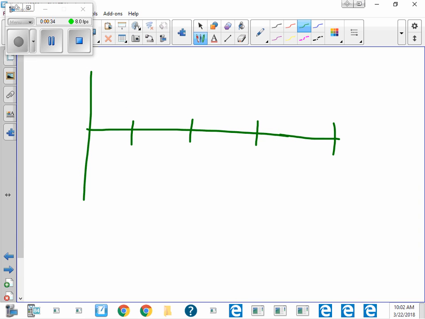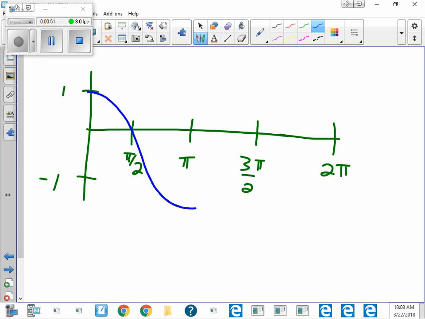The first one is the cosine of theta, which goes from 1 to -1, and then this would be pi over 2, pi, 3 pi over 2, and 2 pi. And then the cosine is going to look like that. Okay. Any questions about that one?